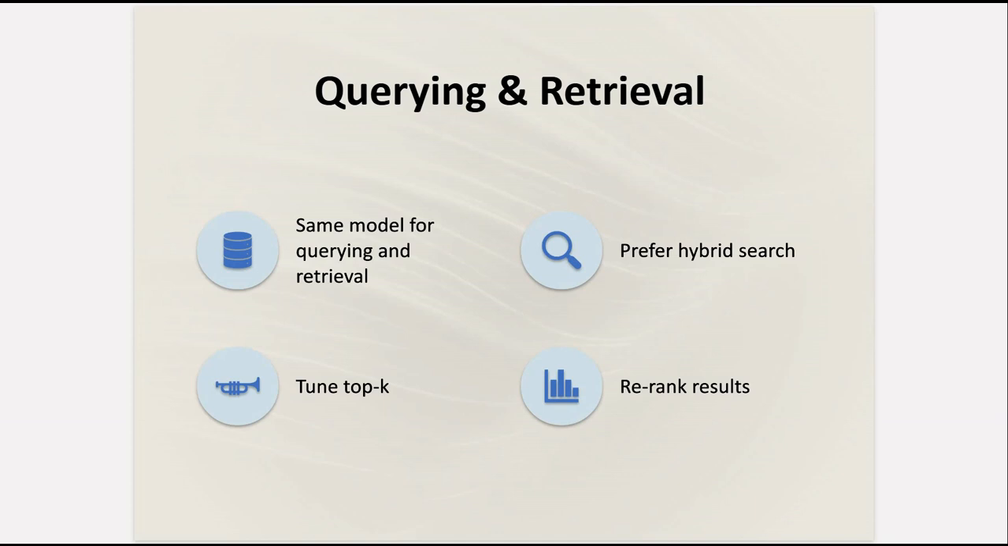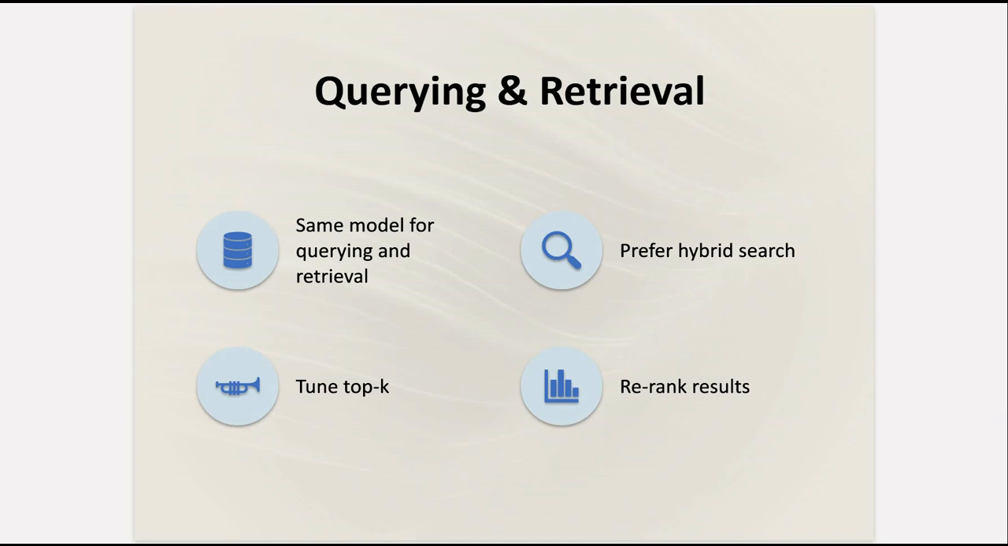The second one here is to prefer hybrid search. If your use case permits, go ahead with vector plus keyword search. If you are taking both of these into consideration, then it is possible that you will get better recall. See if this is supported by the vector store you are taking. If it supports it, do prefer to go with hybrid search.